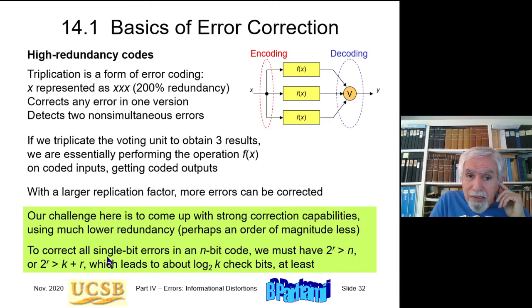Okay, now to correct all single-bit errors in an n-bit code, we must have r redundant bits so that 2 to the r is greater than n. This is easily proven. Therefore, we need at least log2 k check bits for k data bits. So the amount of redundancy is at least logarithmic in the number of data bits. This is a lower bound. Some codes have more redundancy, but we need at least a logarithmic number of redundant bits for k data bits.